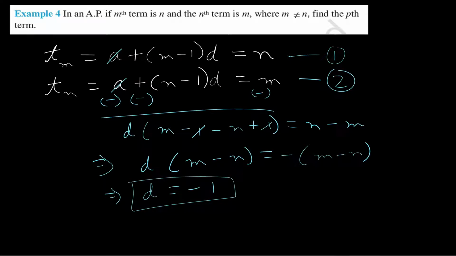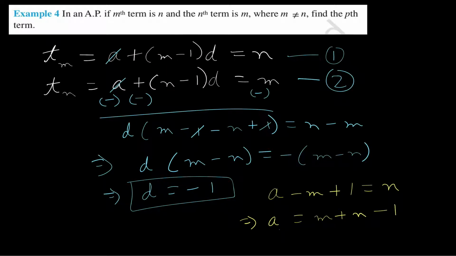You can try to solve all these things by yourself. So d is minus 1, and now we substitute the value of d back into equation 1. If we substitute d as minus 1, we get a minus m plus 1 is equal to n. Therefore, with m going to the other side, a is m plus n minus 1.